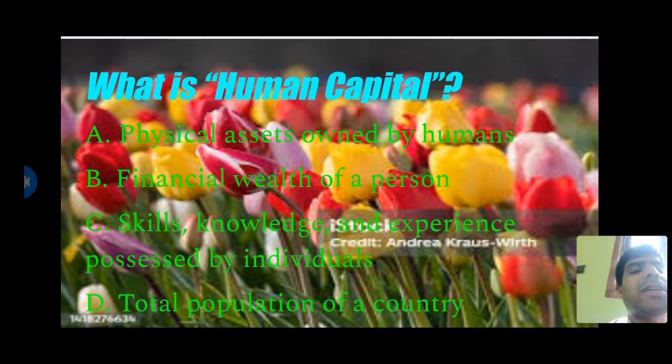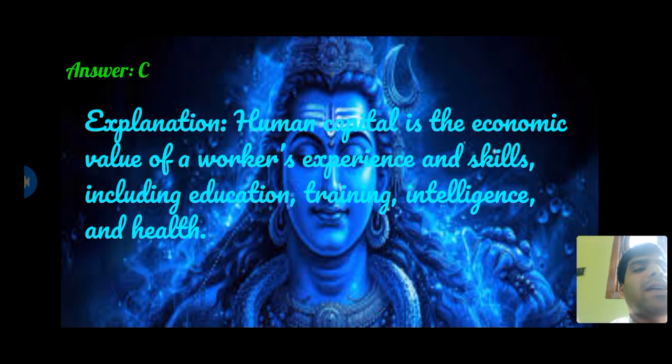And the next question is, what is human capital? And the options are, option A, physical assets owned by humans, option B, physical wealth of a person, option C, skills, knowledge and experience possessed by an individual, option D, total population of a country. And the correct answer is option C. Human capital is the economic value of a worker's experience and skills, including education, training, intelligence, and health.